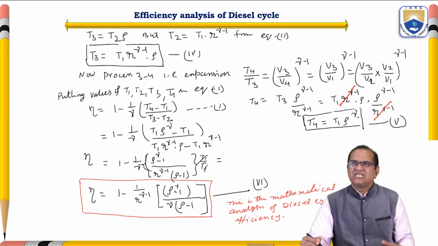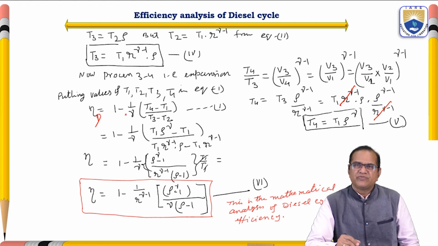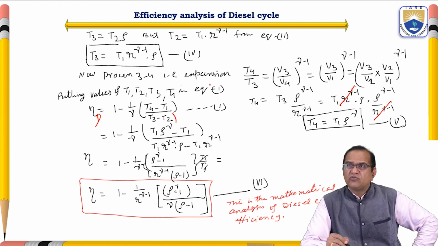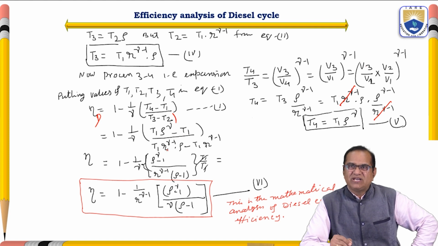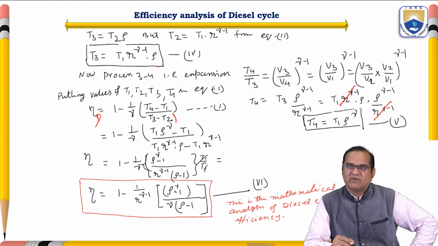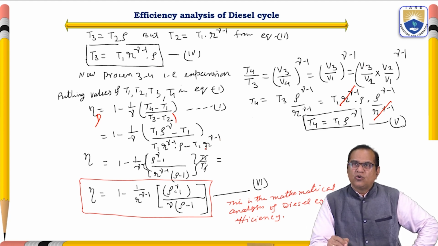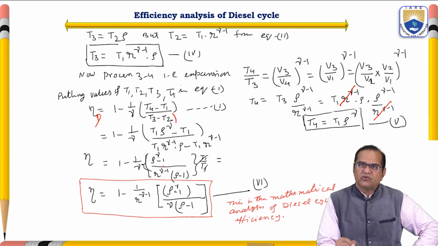We will put this in the efficiency equation. So eta diesel is equal to 1 minus 1 by gamma into (T4 minus T1) by (T3 minus T2). So T4 is equal to T1 rho to the power gamma, minus T1, divided by T3, which is equal to T1 R to the power gamma minus 1 into rho, minus T1 R to the power gamma minus 1.